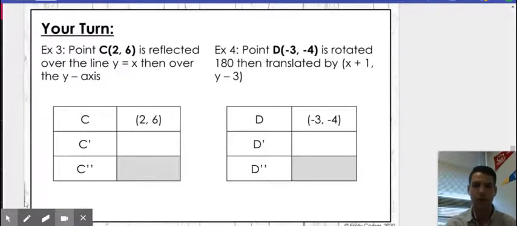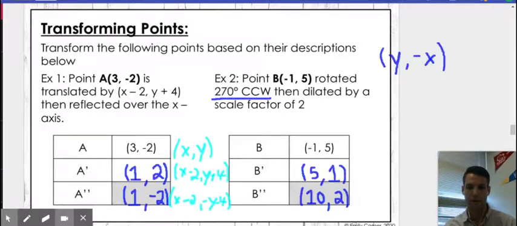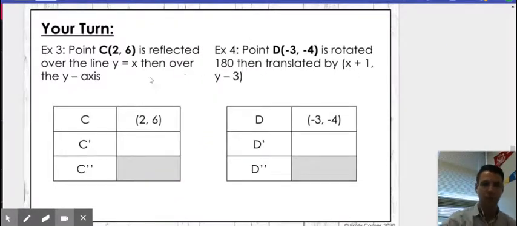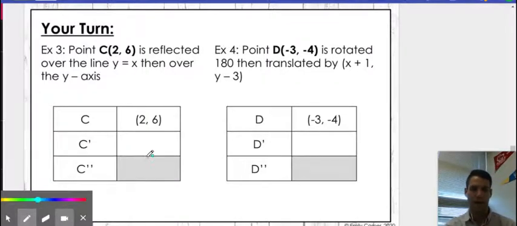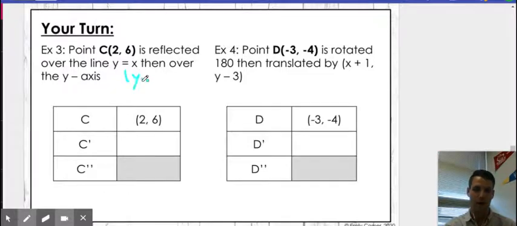So in number 3 and 4, we're going to be working through the same kind of process. We have example number 3, point C is (2, 6), reflected over the line y equals x, and then over the y-axis. So let's start by taking it over the line y equals x. Y equals x means that we're going to be changing our point into (y, x). So we take (2, 6), and we are changing it into (6, 2).